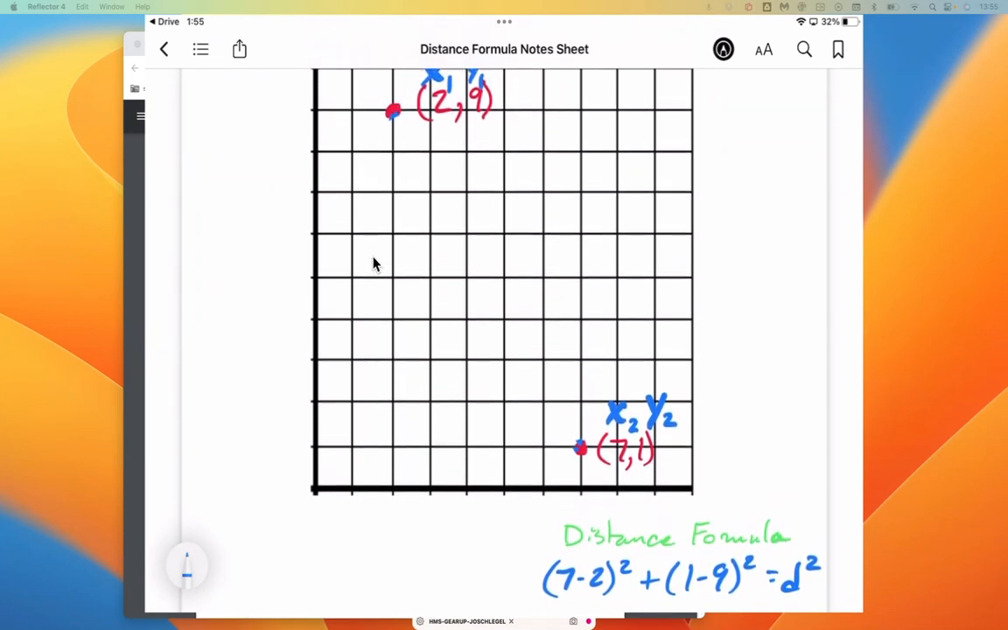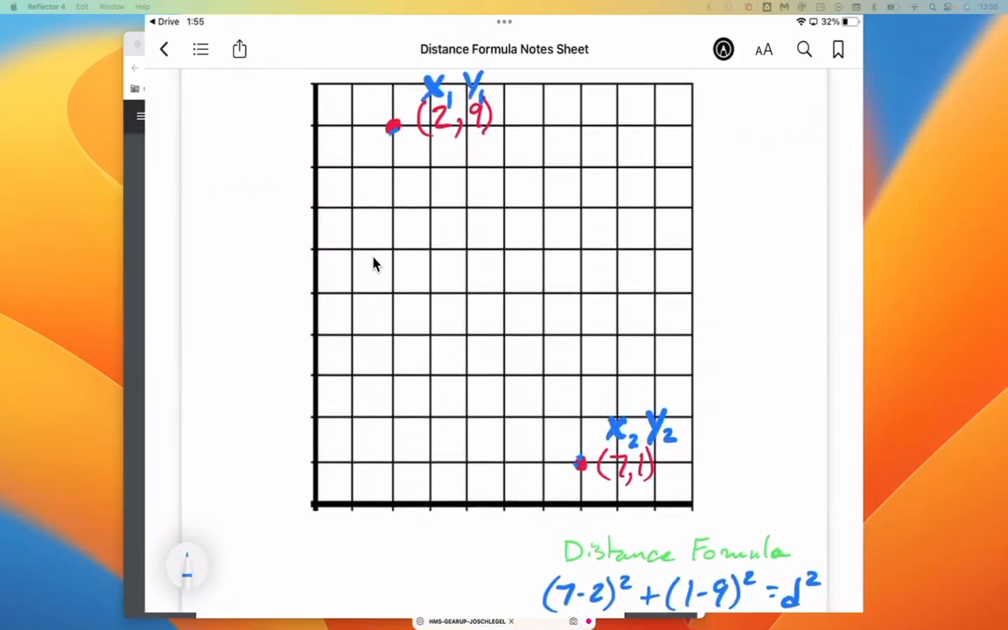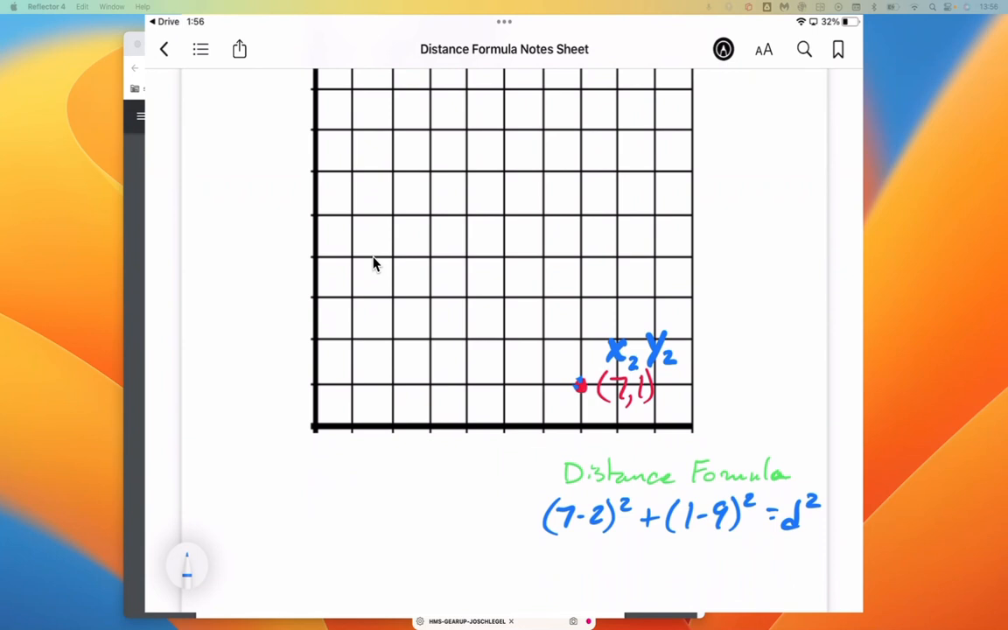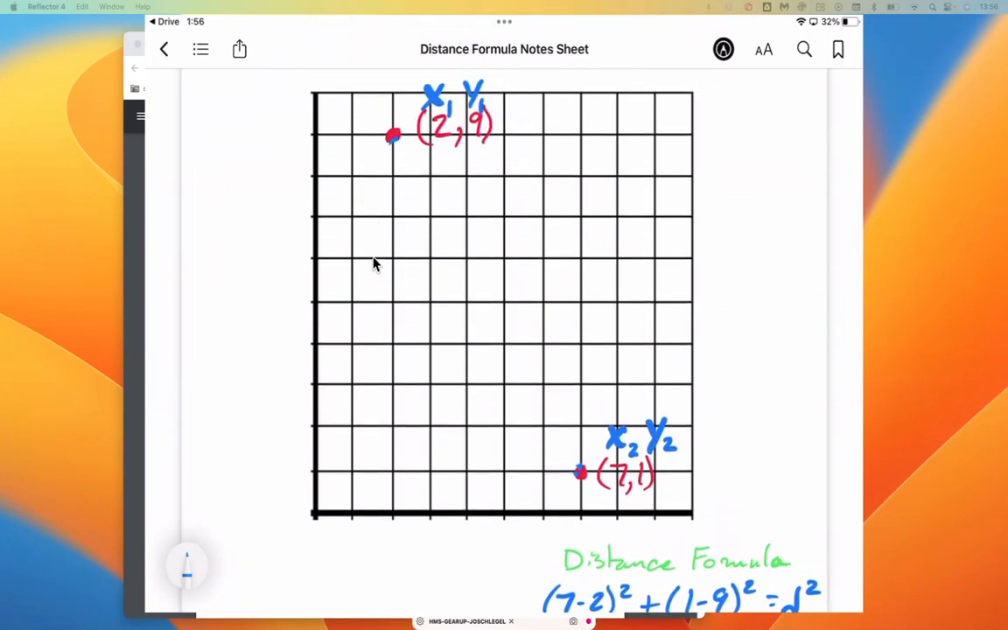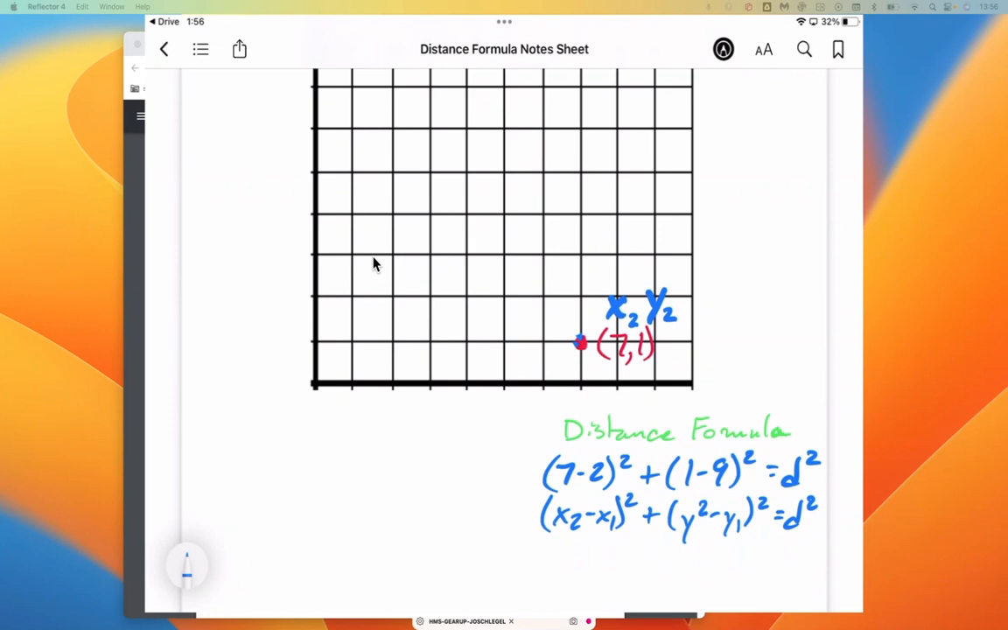And we're going to replace these numbers with our x's and y's. And so 7 minus 2 would be x2 minus x1. Still have it squared. The 1 minus 9 is y2 minus y1. Still squared. Equals d squared. And so this right here is what we call the distance formula.